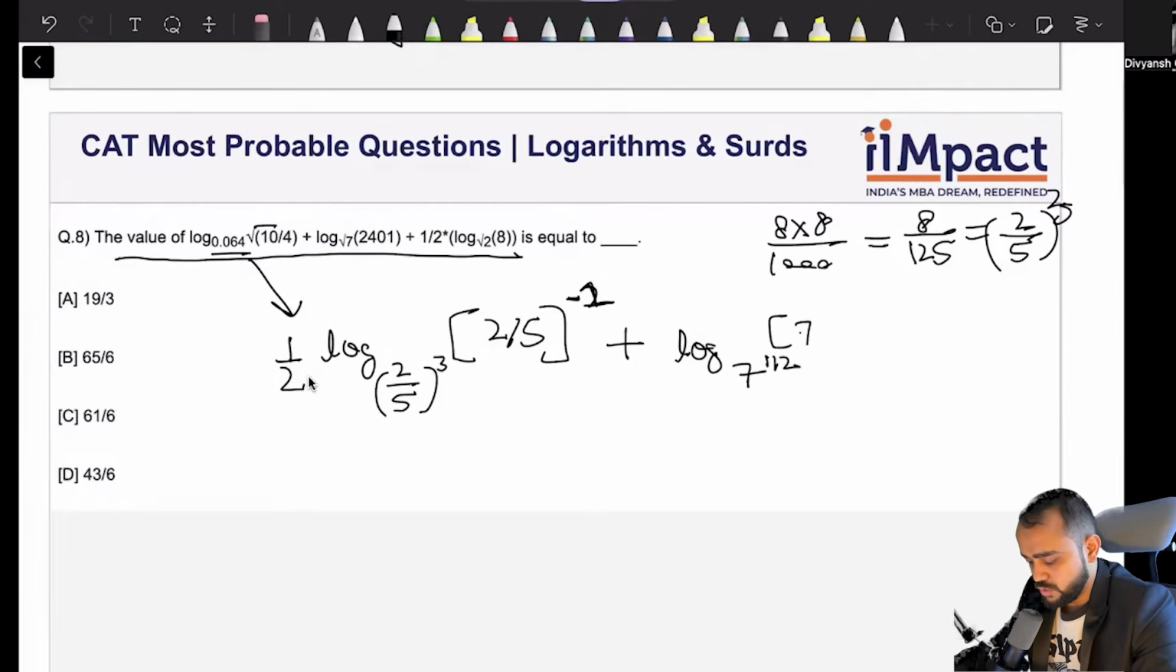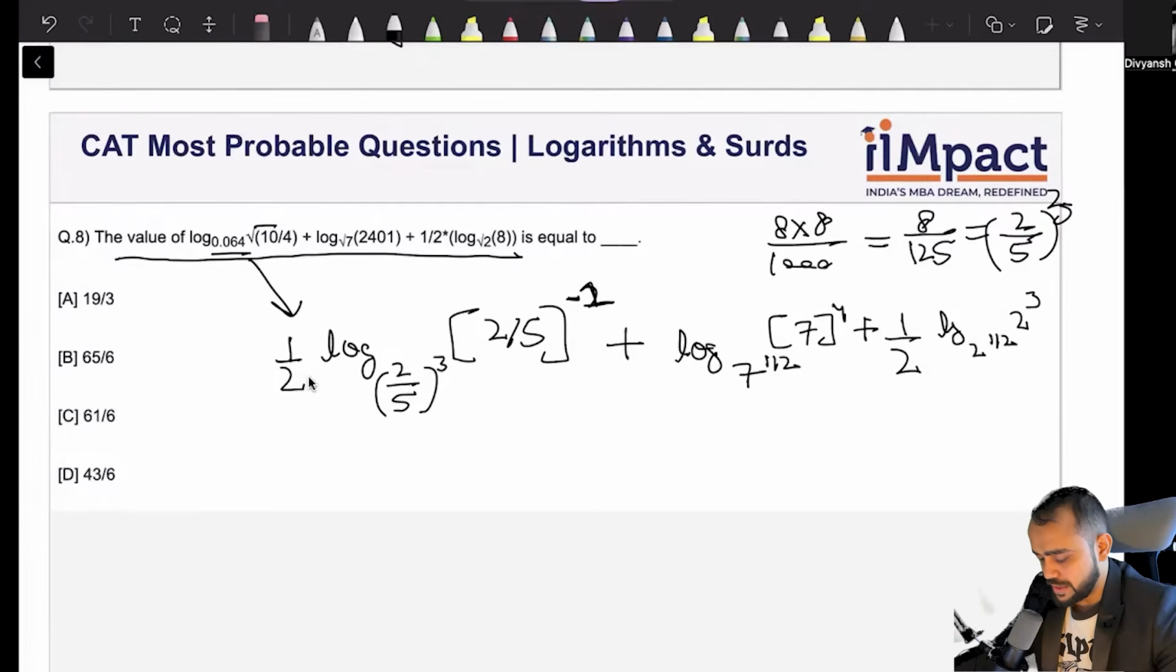So this is 7 to the power 4, plus 1 by 2 times log of 2 to the power 1 by 2, and 8 is 2 cube. So this is my expression. Now each of the log terms has the same base as the inside argument. So I can quickly just export the exponents and get to a value which is rid of log.